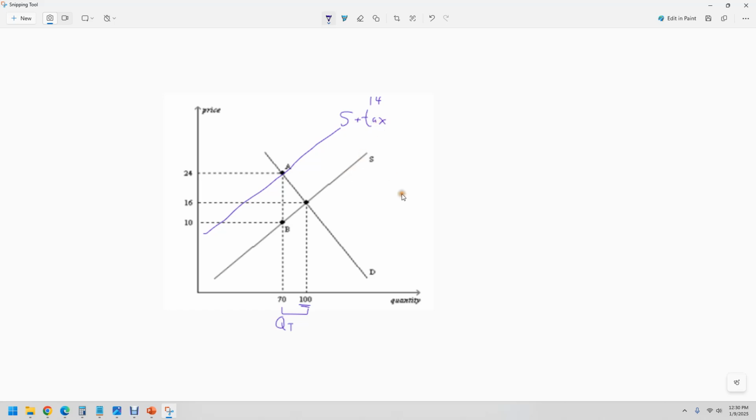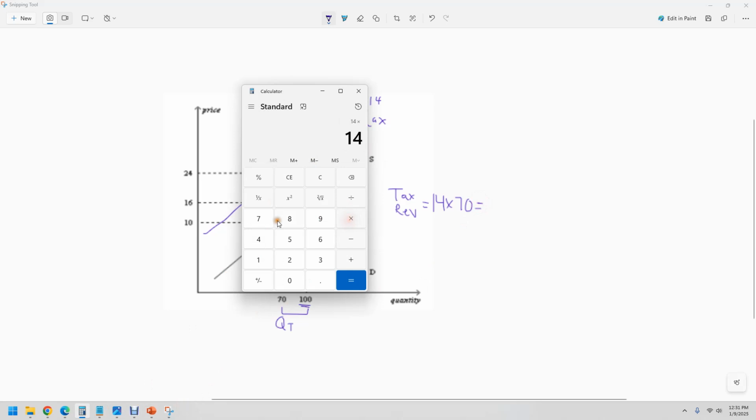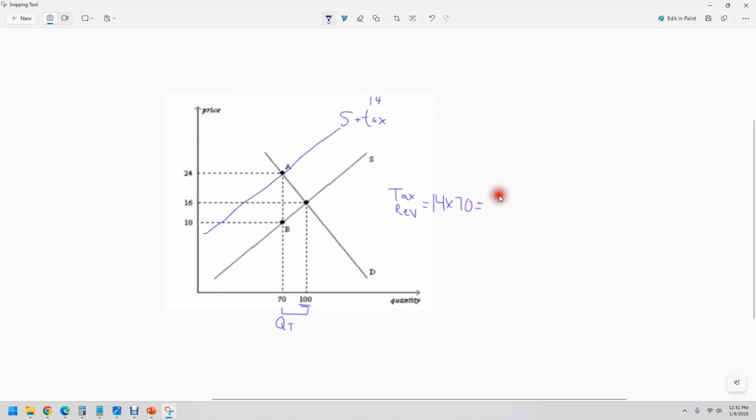So if I wanted to figure out what the tax revenue is, what I would do for the government is multiply the amount of the tax, which is 14, by the number of units that were sold in the market that we're going to tax. So it'd be 14 times 70, which I can't do off the top of my head. So it's 980. So the tax revenue for this firm is 980. If you're doing this graphically, that is going to be the rectangle right here, from here to here. That orange rectangle, that's tax revenue.